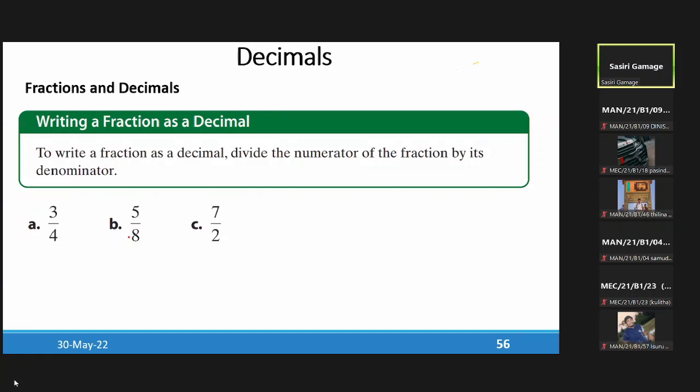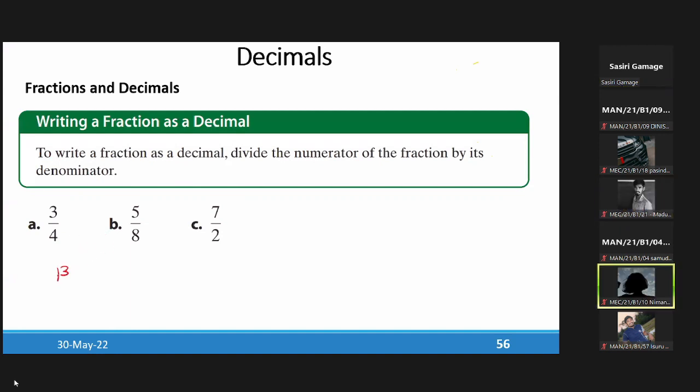Then here, we are going to write a fraction as a decimal. You know, these are example fractions. Then how can we convert these fractions to decimals? To write a fraction as a decimal, divide the numerator of the fraction by its denominator. As an example, how can we write this as a decimal? We have to divide this 3 by 4.